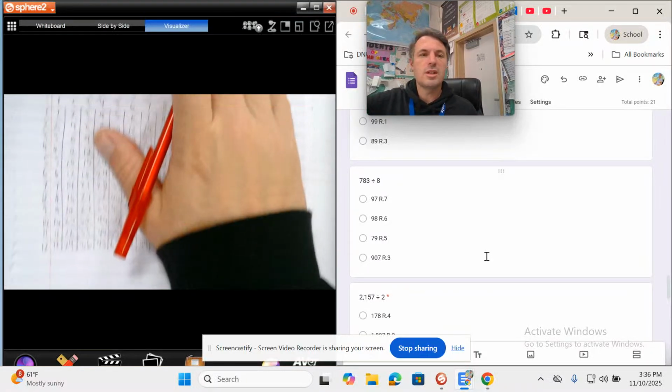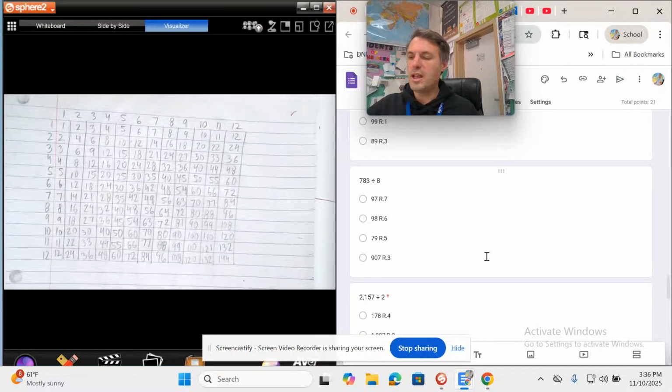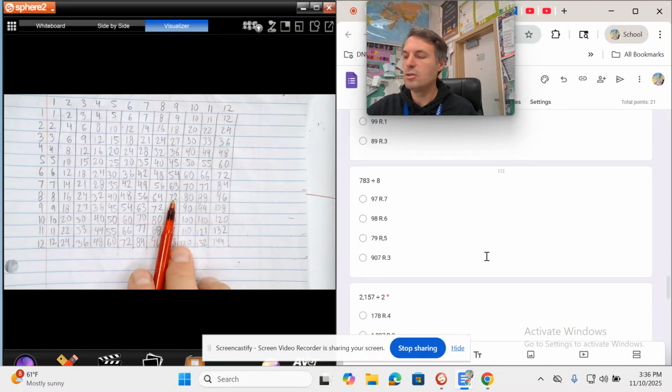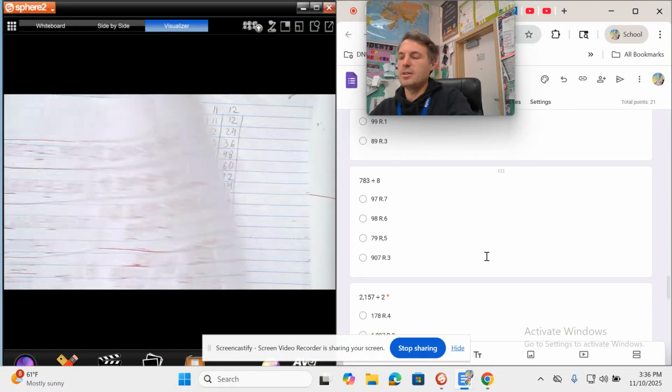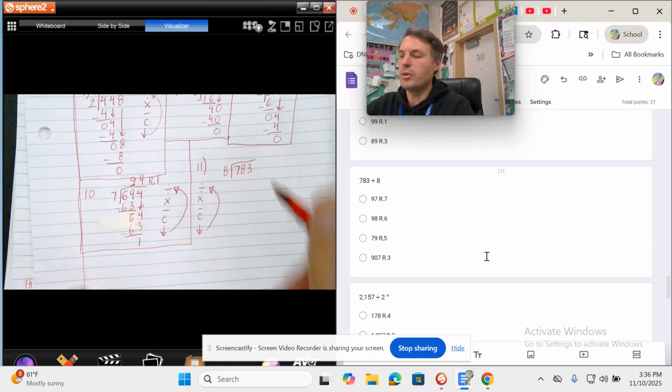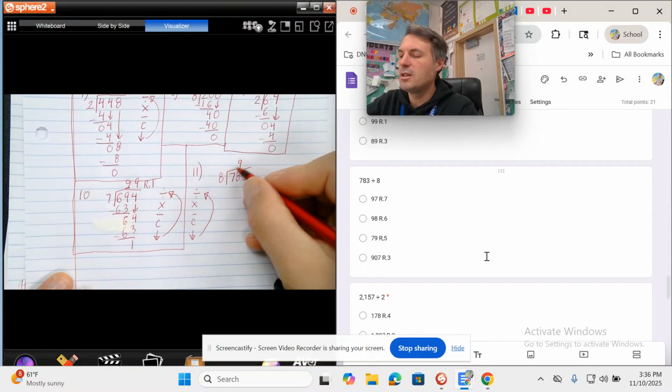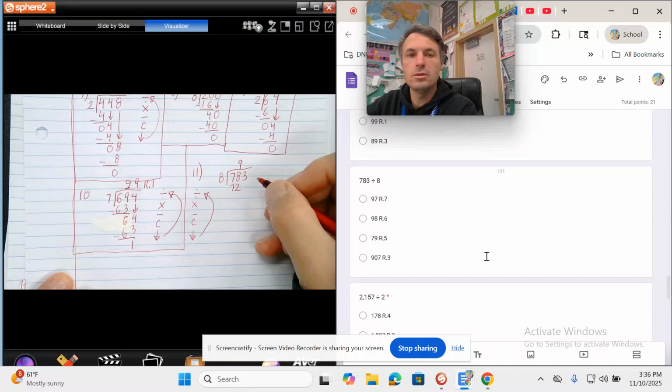Yes. How many times can 8 fit into 78? Remember, use your times table chart. You go to 8, you get as close to 78 as you can get without going over. That's 72, so it can fit in 9 times. So 8 can fit into 78 9 times. We put that 9 right here. 9 times 8 is 72.